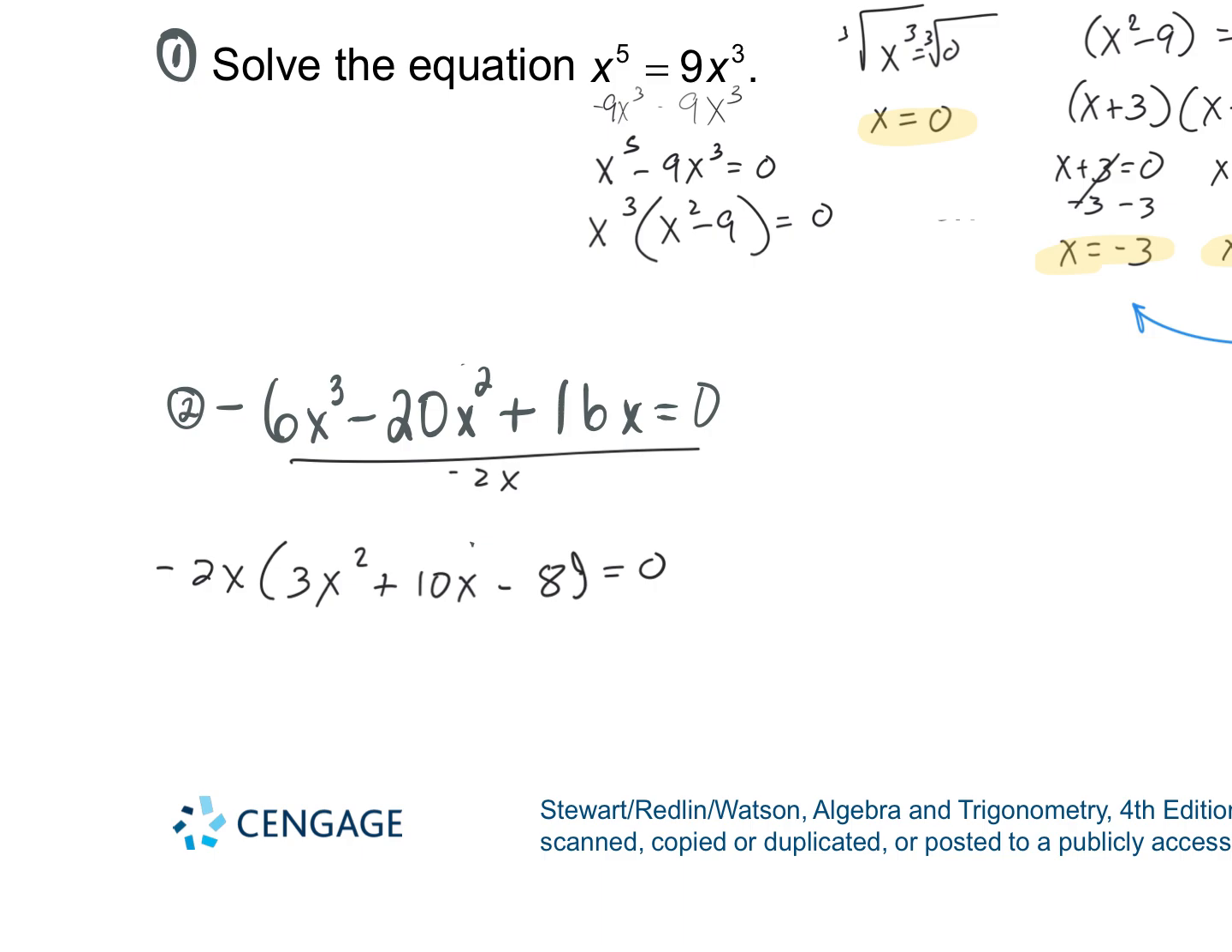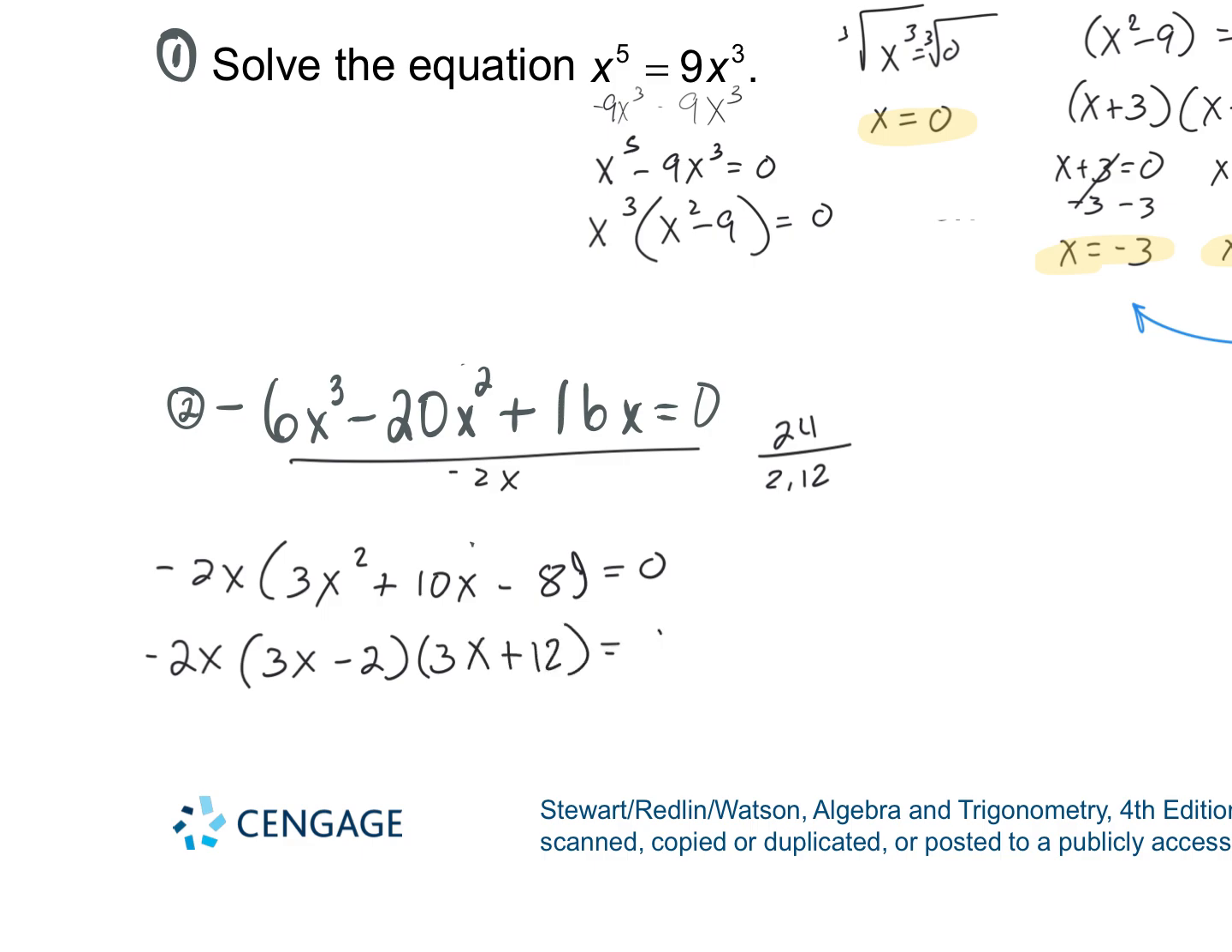Now I can go ahead and factor this as we know. So I'm going to end up with negative 2x. This is going to be the factors of negative 24 that add up to positive 10. So I'm going to do 2 and 12, for example. I can do positive 12 and negative 2. That gives us positive 10, and it gives us negative 24, which is exactly what we're looking for. So we end up with 3x minus 2, and then we end up with 3x plus 12. That's going to equal 0.